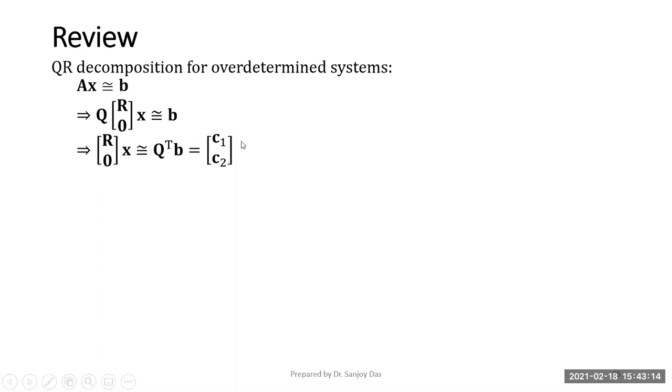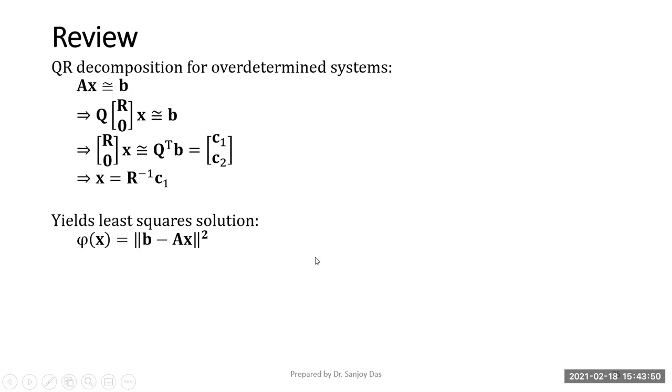And we express this product, Q transpose b, this vector here, in terms of two blocks, C1 and C2. The size of C1 is the same as the size of x. Whence x equals R inverse C1. How will you do this? Using back substitution. You don't actually have to take the inverse, but computing the inverse of an upper triangular matrix is actually just a variation of the back substitution algorithm. And this yields the least squares solution.